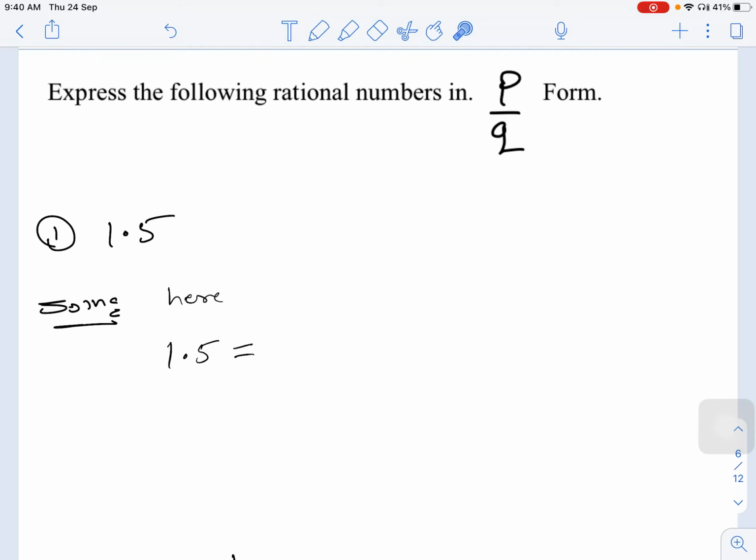So what we will do, we'll try to remove this decimal. If we are moving this decimal one digit to the right, then we can add 10 in the denominator. So it will become 15 upon 10. Now it has become numerator denominator form or P upon Q form. Now let us see whether we can write it in lowest form or not. Yes, we can write. Both the numbers are divisible by 5. So 5 3s are 15 and 5 2s are 10. So this is our final answer.